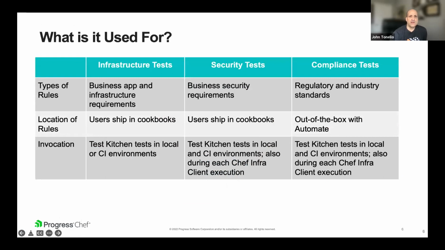So what's it used for? In infrastructure tests, again, business apps and infrastructure requirements are defined in code. And these might be like, well, on our web servers, we don't want port 80, we want port 443. We don't want to use a certain version of TLS. We want to make sure there's no root access via SSH to our nodes. We want to make sure our application configuration files look a certain way and behave a certain way.